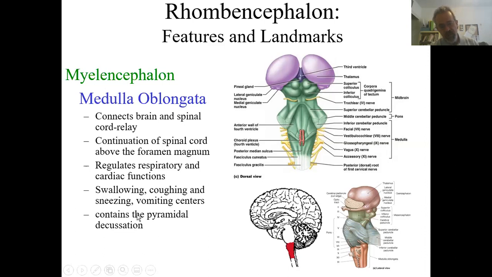Another important part of the brain here is called the pyramidal decussation. That will become much more evident next time when we talk about the spinal cord. But you may have known someone that's had a stroke on the left side of their brain, and it affects the movement on the right. That's because there are nerves that cross over in the medulla. That's called the pyramidal decussation. Neurons cross over.